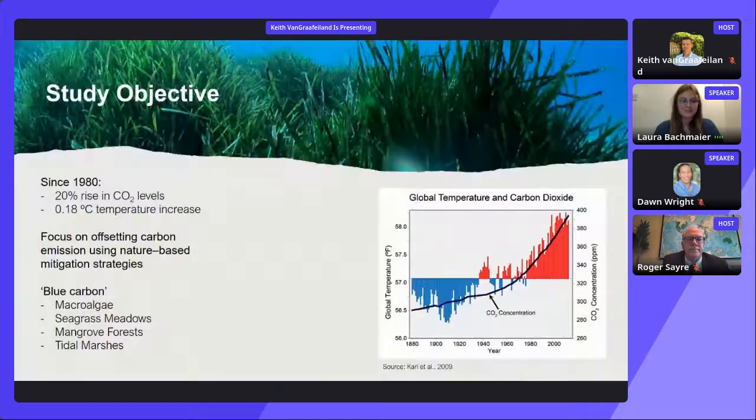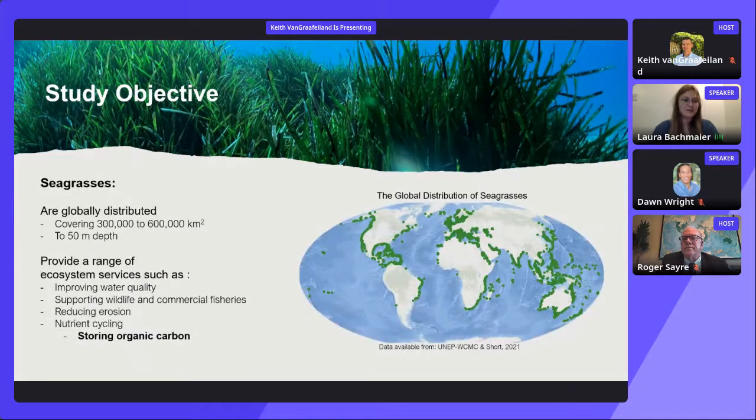Next slide, please. As you can see here on this graph, global increases in temperature have been linked to rising CO2 levels in our atmosphere for some time now, as most of you will probably know. Since then, the global community has focused on finding new ways to counteract human emissions using things like nature-based mitigation strategies, which traditionally focus on things like reforestation. More recently, efforts have turned to what's known as blue carbon, which includes all coastal vegetative ecosystems. Next slide, please. And I specifically focused on the role of seagrass meadows within that.